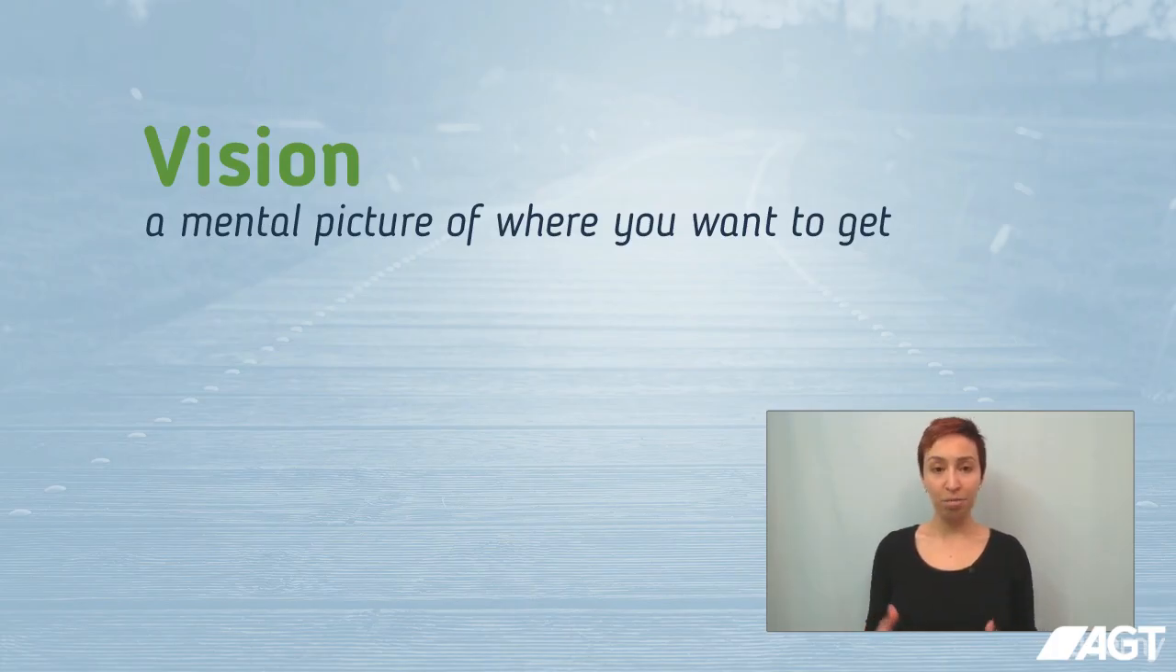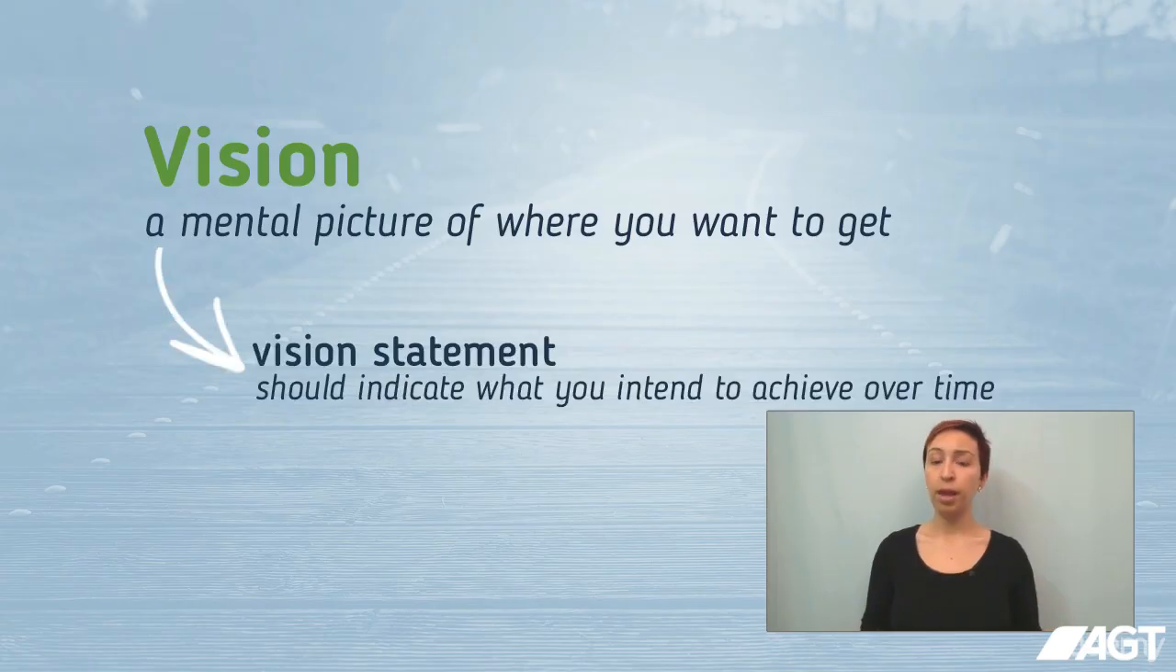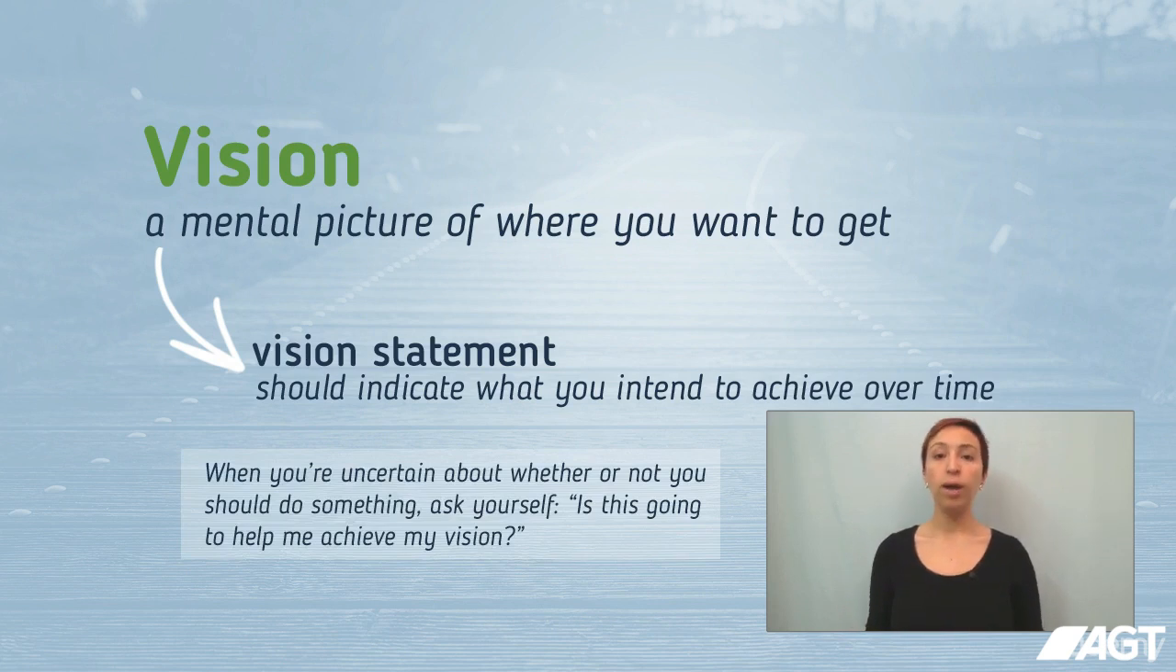After having a clear picture in mind, you need to write it down and produce what is called a vision statement. In practical terms, the vision statement should indicate what you intend to achieve over time. The words you choose will guide each single one of your future activities. When you're uncertain about whether or not you should do something, you will simply have to ask yourself, is this going to help me achieve my vision? If the answer is no, then don't do it. As easy as that. This will help you stay focused on what really matters.